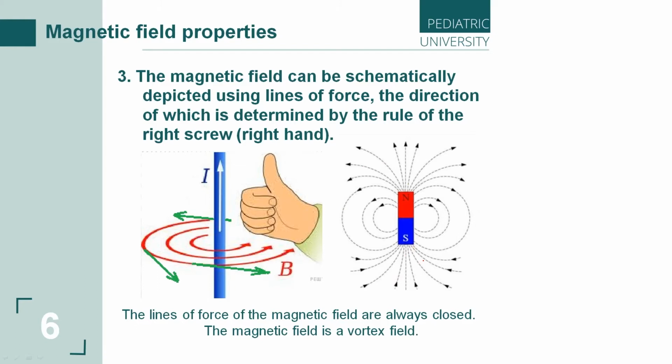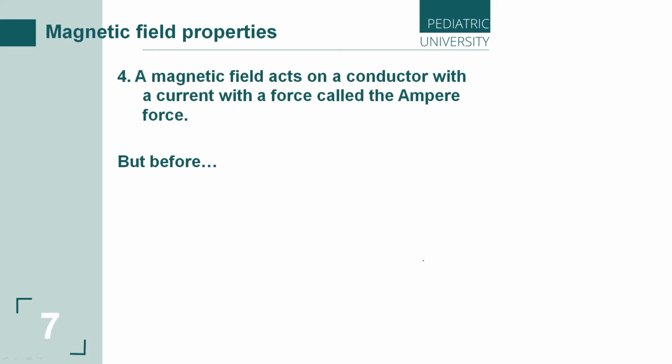And how can we draw schematically or depict magnetic lines, the magnetic field, using force lines? So let's see the next property. The force property of the magnetic field says that the magnetic field acts on a conductor with a current with a force called the ampere force.